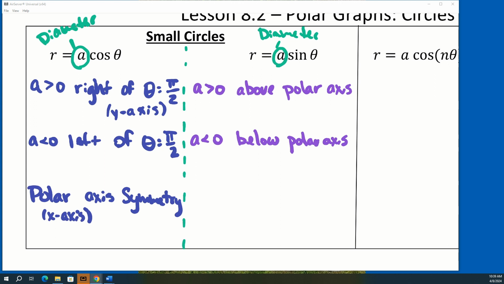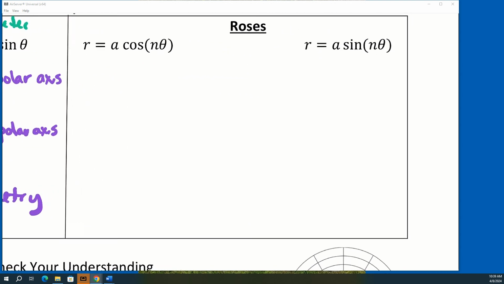And any of these graphs, if it's a sine graph, it's going to have theta equals pi over 2 symmetry, or what you would normally consider the y-axis. So if you fold it on that line, it's going to fold on top of itself. All right, and then if theta is multiplied by a number, it creates a totally different graph. It creates a rose or a flower graph. It's called a rose.